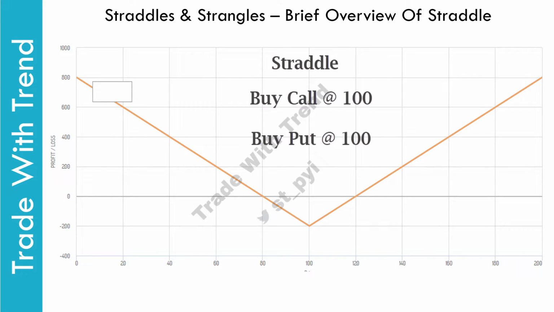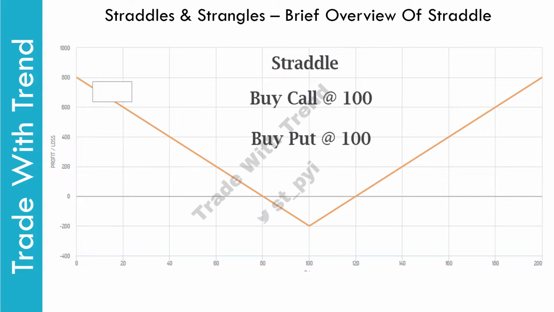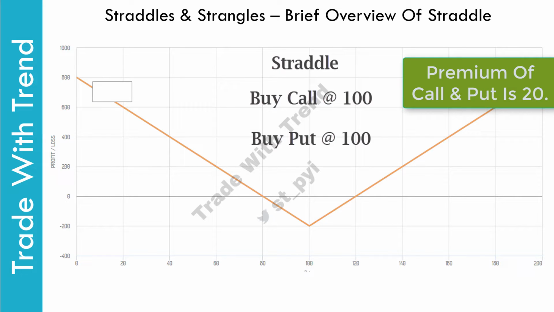Let us first have a brief overview of what a straddle is. A straddle is when you buy a call and put option with the same strike price and series of the same underlying. For example, if a stock is trading at 100, to create a straddle, you would buy a 100 strike price call and a 100 strike price put. In the chart in front of you, I have created a straddle for the same example.